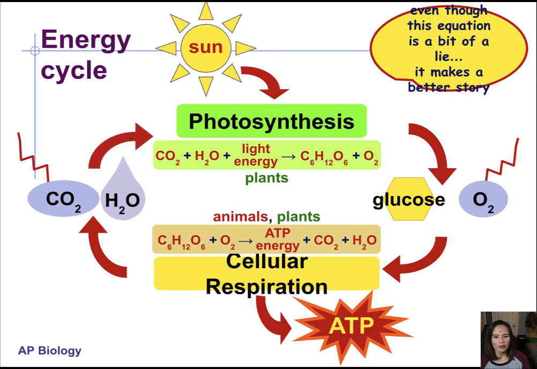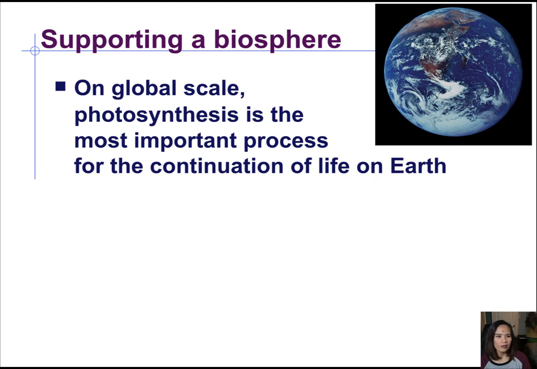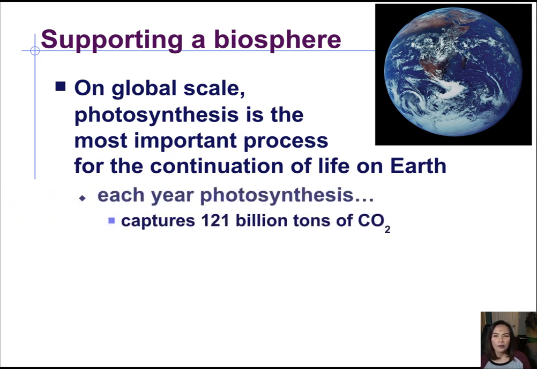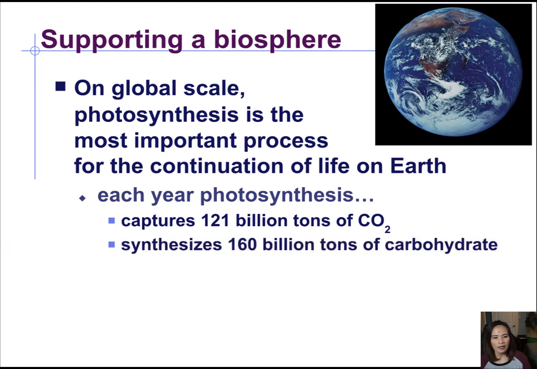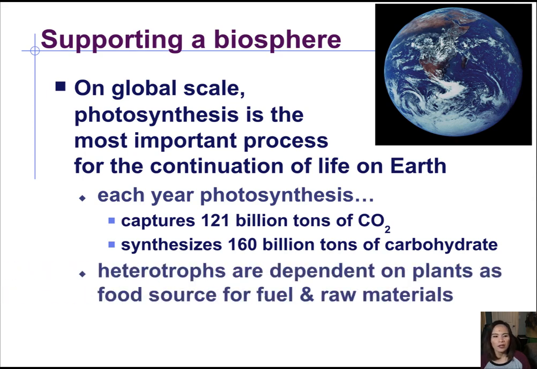Now, on a global scale, photosynthesis is the most important process for the continuation of life on Earth. Each year, photosynthesis captures about 121 billion tons of carbon dioxide, and it synthesizes 160 billion tons of carbohydrates. And heterotrophs are dependent on plants as a food source for fuel and raw materials.